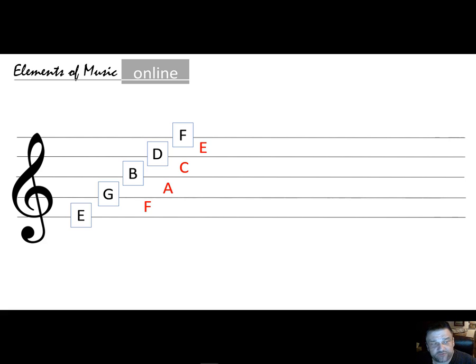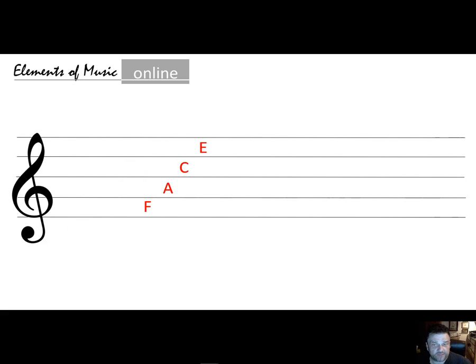Now let's notice a little bit of an interesting phenomenon here. When we start with the bottom line, E, we go up to the next space, F, the next line, G, you should begin to notice, hey, these are alphabetical. So there you go, lines and spaces, all of these things are associated with the alphabetical order, and of course the musical alphabet, which starts on A and ends on G, and then it repeats itself.